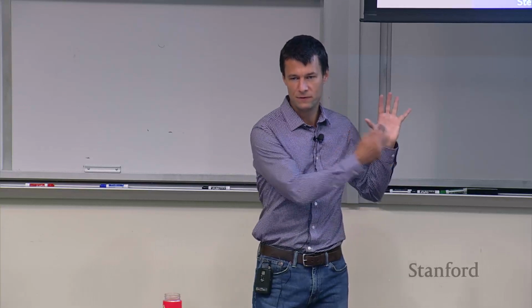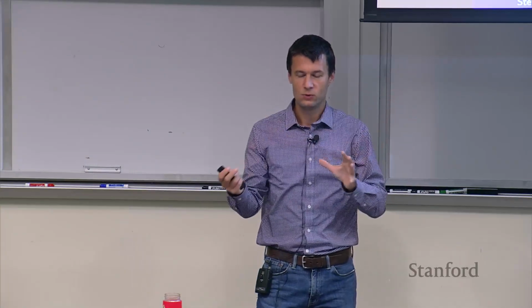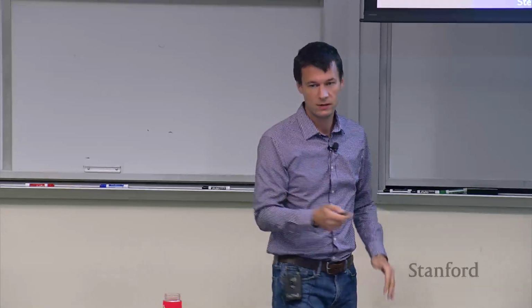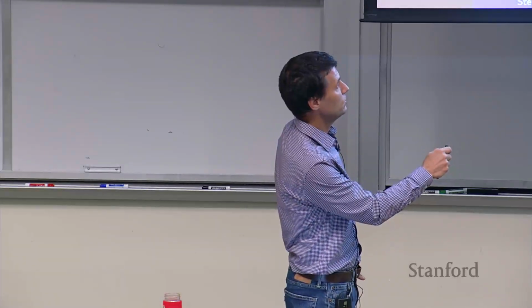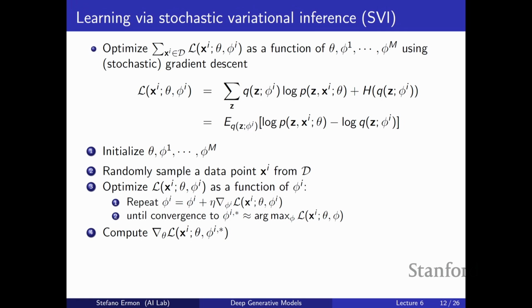It's going to be how we move from this vanilla version to something that is going to be worse from the perspective of the bound you get, but it's going to be more scalable because there is not going to be one optimization parameter per data point. We're basically going to do exactly what you suggested. We're going to tie together. We're going to have a single queue that is supposed to work well across different x's.